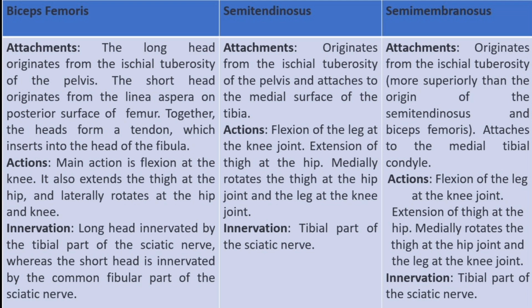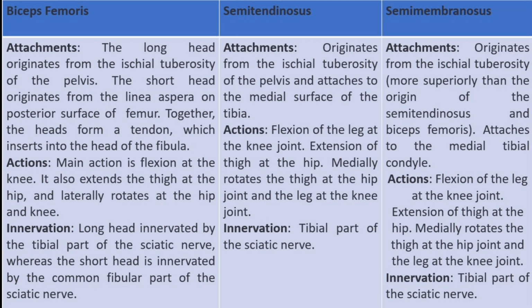Semitendinosus. The semitendinosus is a largely tendinous muscle. It is situated on the medial aspect of the posterior thigh and superficial to the semimembranosus. Attachments. Originates from the ischial tuberosity of the pelvis and attaches to the medial surface of the tibia. Actions. Flexion of the leg at the knee joint. Extension of the thigh at the hip. Medially rotates the thigh at the hip joint and the leg at the knee joint. Innervation. Tibial part of the sciatic nerve.